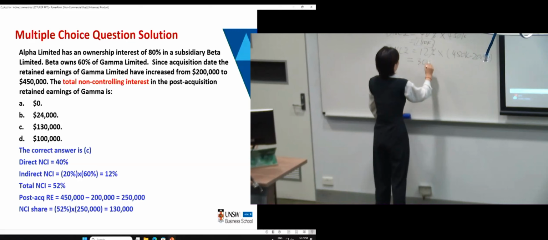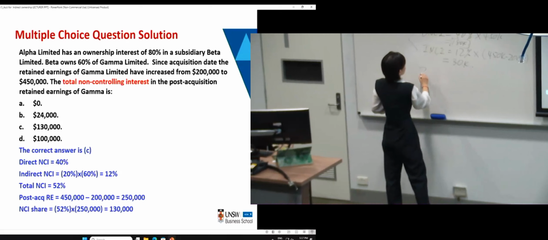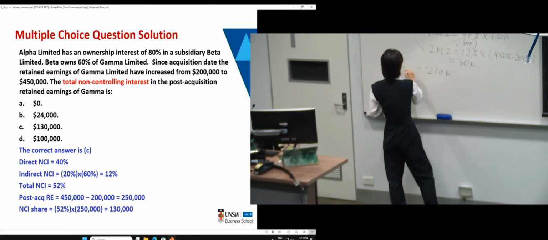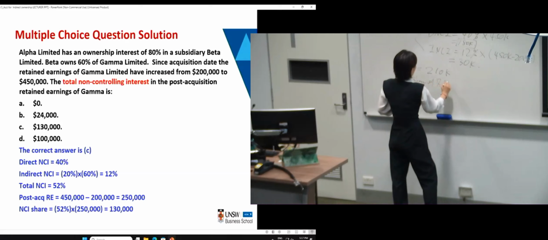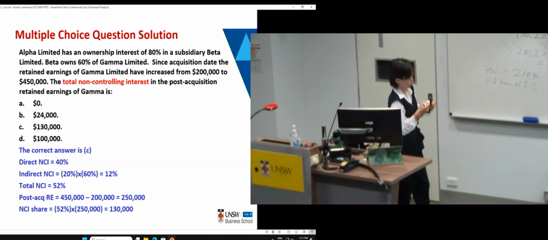Okay, so then what is the total balance? That is 210,000, right? So the total NCI share of retained earnings is equal to 30 plus 180, that is 210. Mm-hmm. Oh, none of these options correct.